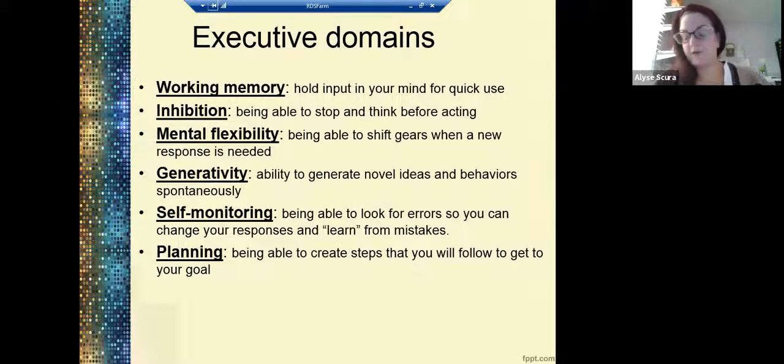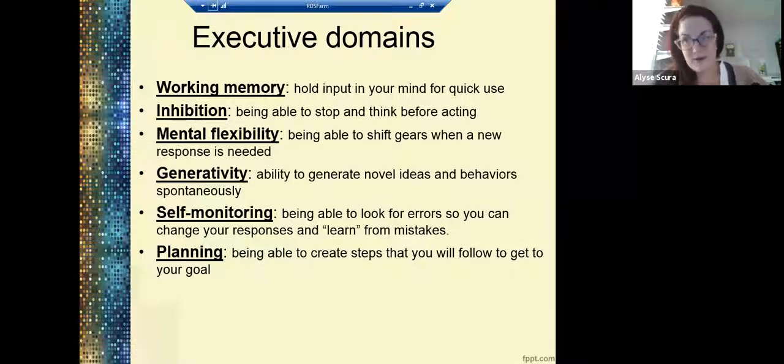So working memory, just for quick understanding, is the ability to hold input in your mind for quick use. Not only do we see deficits in working memory when we're working with someone with mild, moderate, or severe ID, but again, when we work with people with trauma and heavy anxiety, they also have deficits in these areas in relation to their executive functioning. So their ability to take in information and then use it quickly later is diminished.